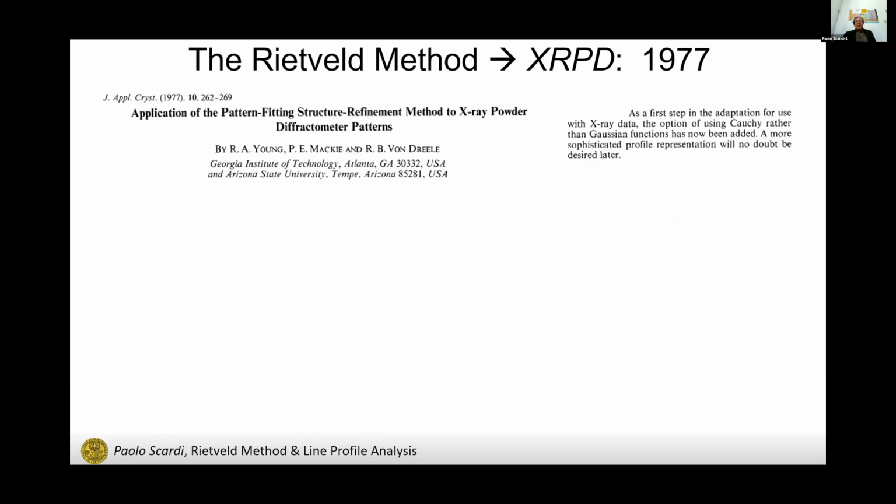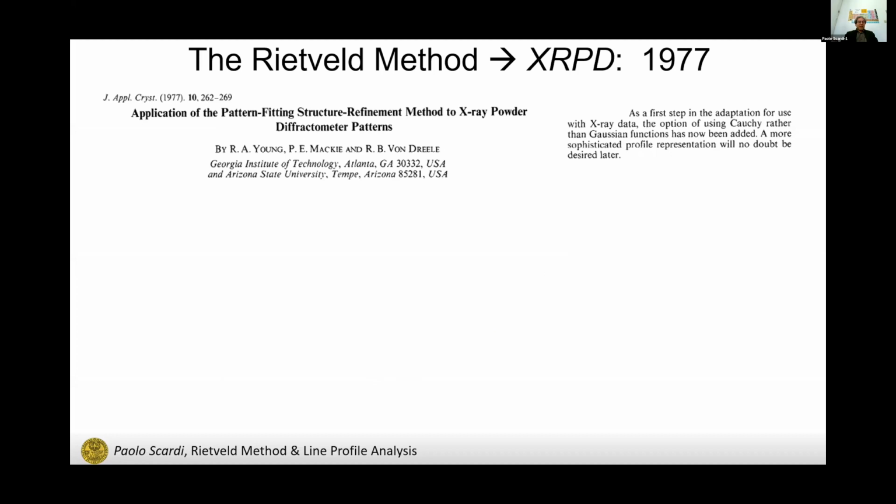And then again, in the same year, actually in the same issue of the same journal, there's a nice coincidence in science sometimes, one of the first works in this subject area of Ray Young, and among the co-authors, you can see Bob von Dreele, who is the author or co-author of GSAS, one of the most popular software for the Rietveld method to date. And Young and co-workers already recognized that something better than the Gaussian and the Lorentzian was needed.